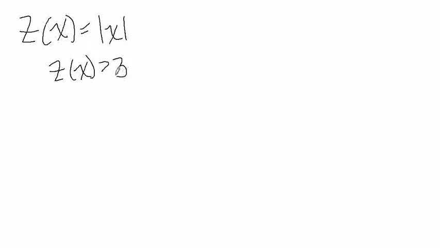Suppose z of x was equal to the absolute value of x. And suppose we wanted to know intervals such that the function was greater than 3. So ask yourself, where on the number line do the points have a distance from the origin greater than 3? Can you see that that corresponds to points with x values that are greater than 3 or x values that are less than -3?